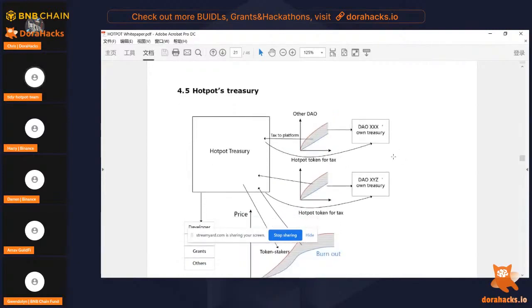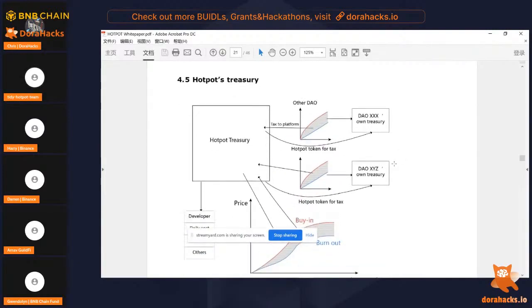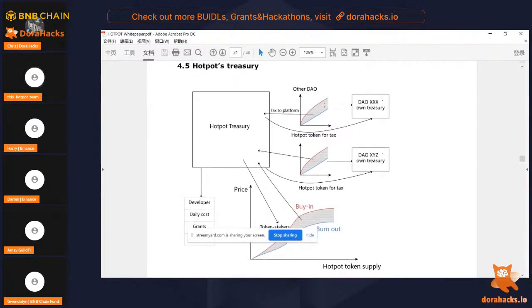Now I will also explain the next person's question. You can see this is our treasury system, and the bonding curve can be a little different for buy-in and burn-out. Most of these fees will flow to their own treasury, but a little bit will flow to our treasury, and in return we will give them our tokens.